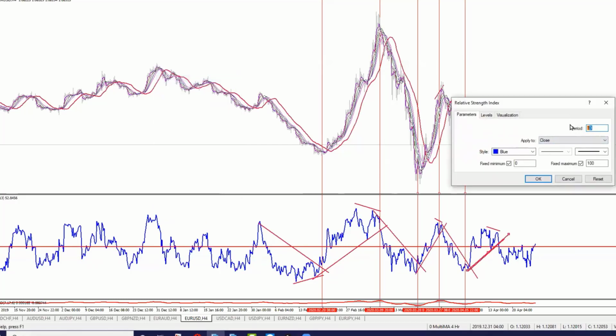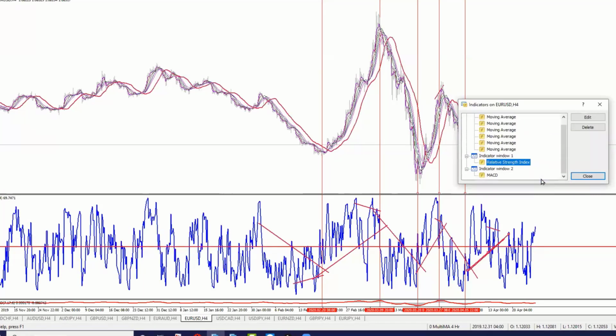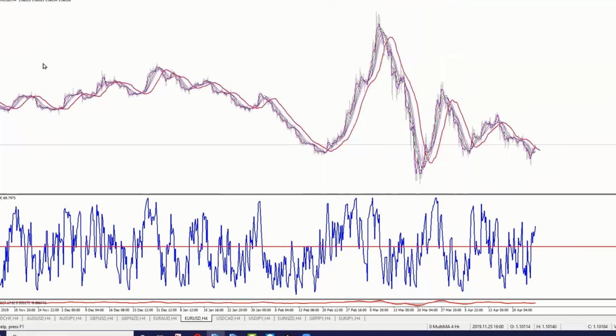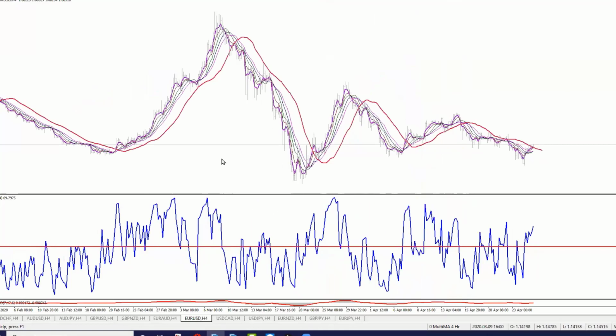RSI 4 is that it just makes things a lot clearer. Now that doesn't look a lot clearer, but let me just close, and I'm just going to get out of this. Okay, and let's make it a bit bigger, and it just makes the divergences a lot clearer, and they stand out a lot more. You still have those trend lines going there.